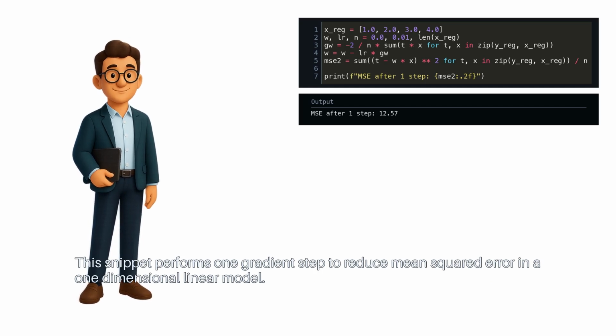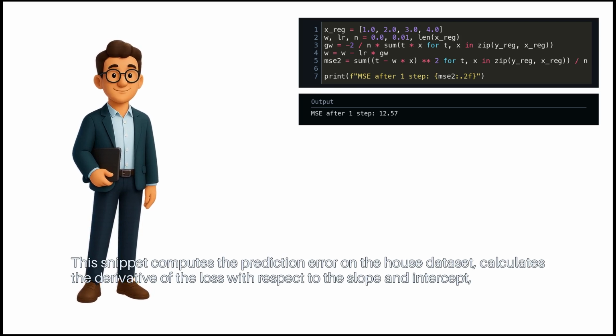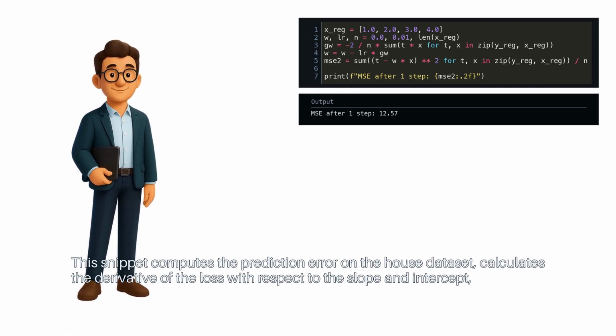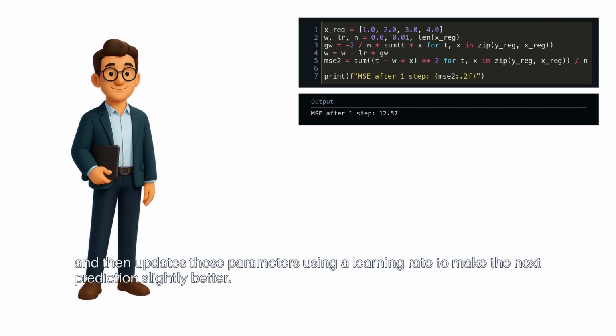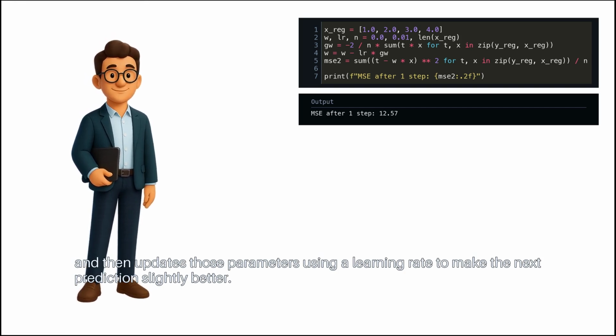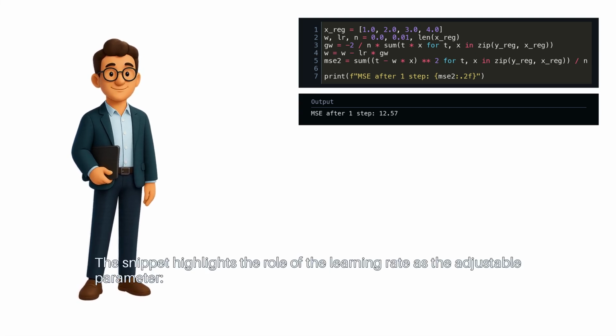This snippet performs one gradient step to reduce mean-squared error in a one-dimensional linear model. This snippet computes the prediction error on the house dataset, calculates the derivative of the loss with respect to the slope and intercept, and then updates those parameters using a learning rate to make the next prediction slightly better. The snippet highlights the role of the learning rate as the adjustable parameter.